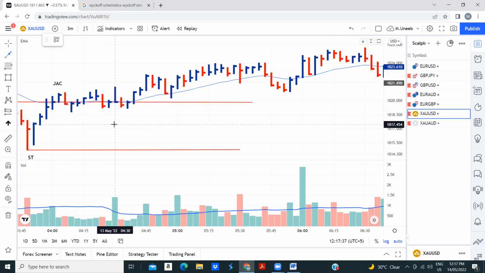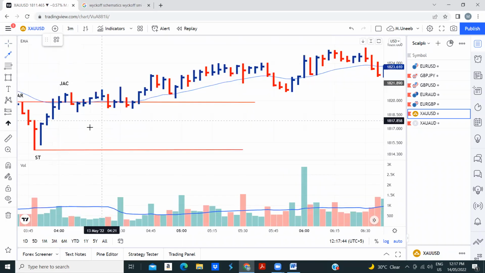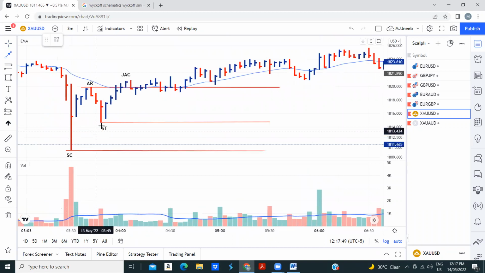Check with Fibonacci. Sorry? Is it possible to check with Fibonacci? No, we are not in an uptrend yet, right? We are just transitioning from downtrend to uptrend. So we cannot use Fibonacci over here.